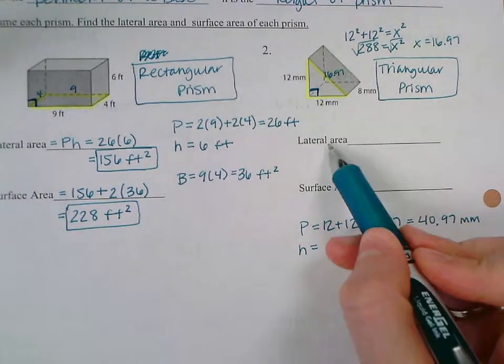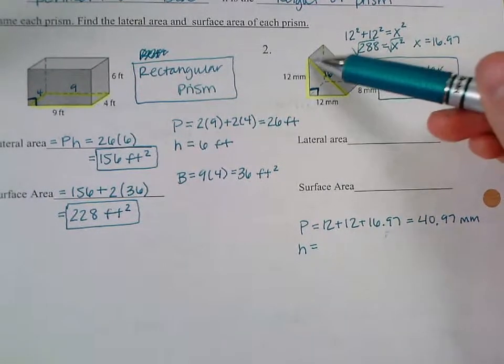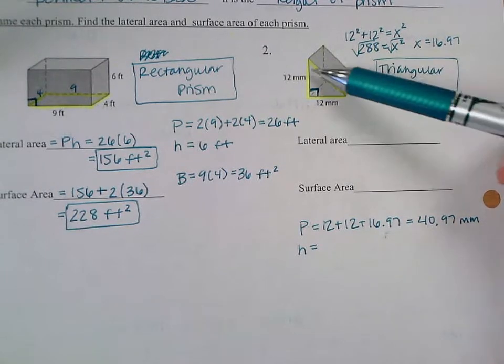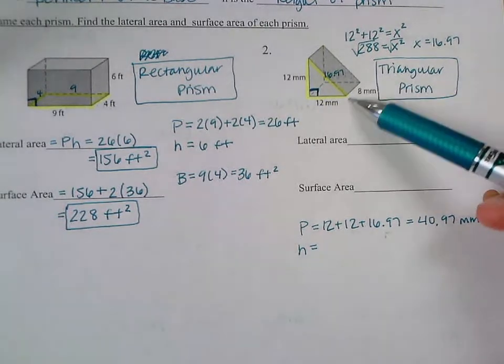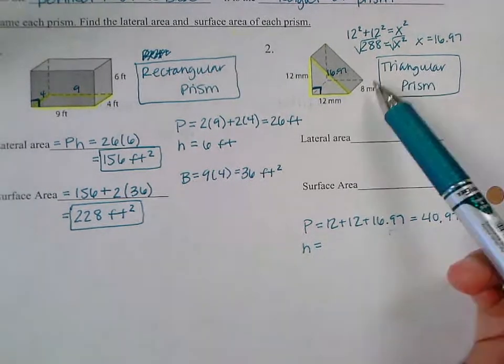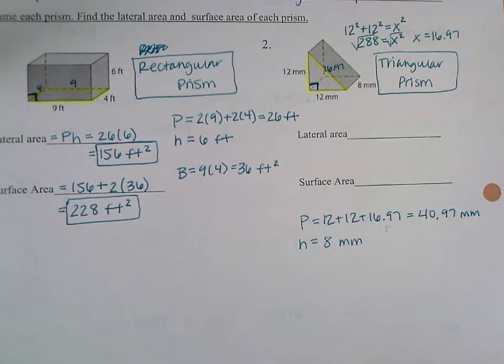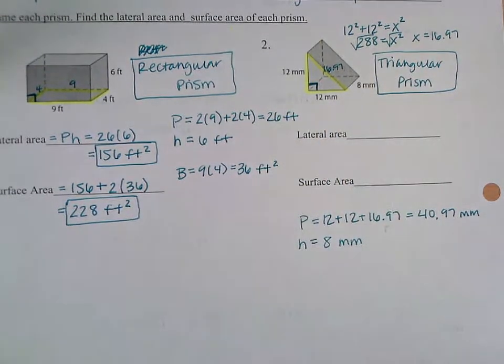And then also for lateral area, I need the height of the prism. So what would the height be? The height would not be 12. Because remember, this is your base. It's the 8. Yes, this is your height then. So you have to picture if the triangle, if you flipped it so the triangle was on the bottom, this 8 would be how tall it is. So the 8 is your height. So the 12 would be the height of the triangle. The 8 is the height of the prism itself.